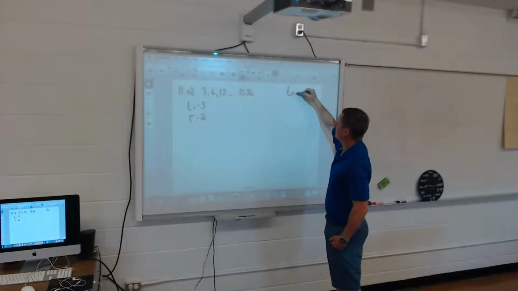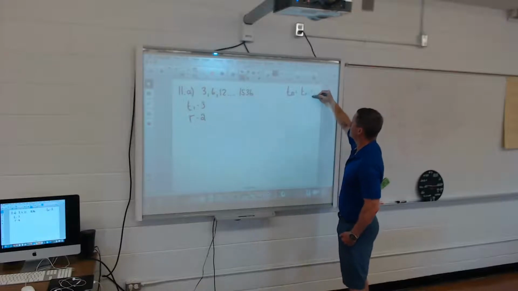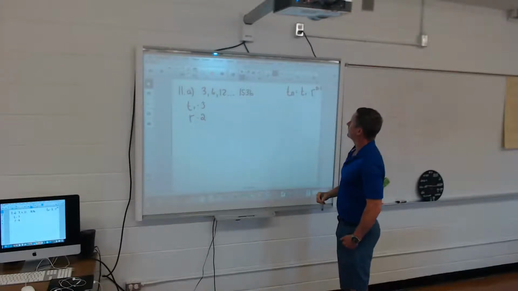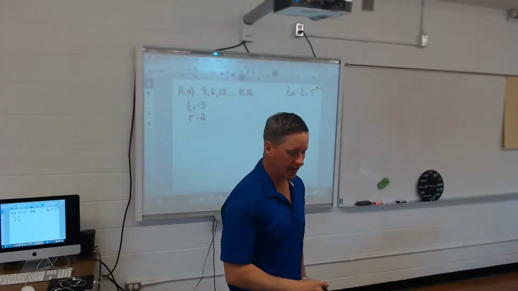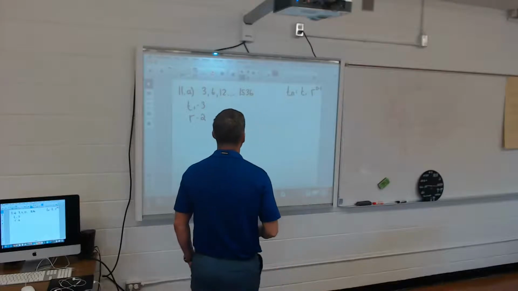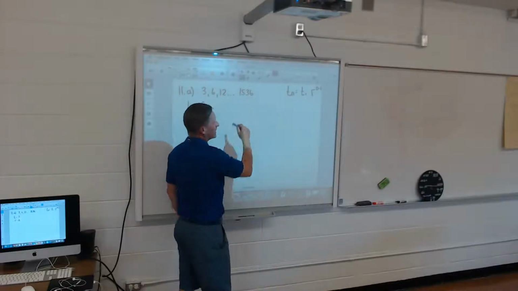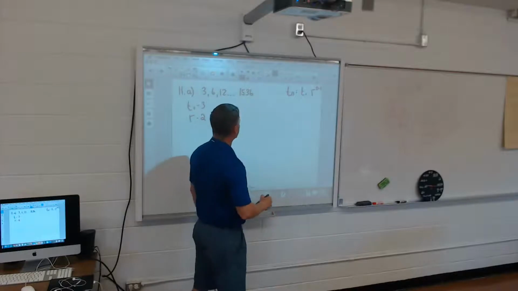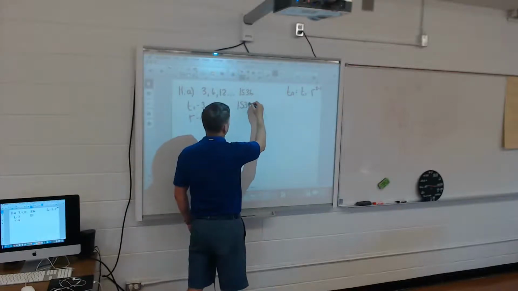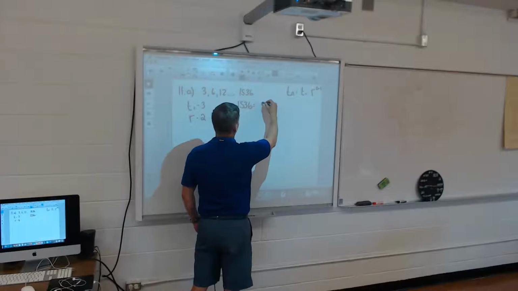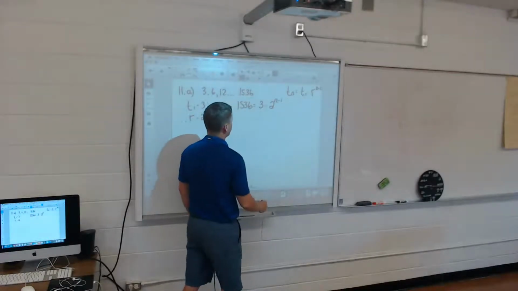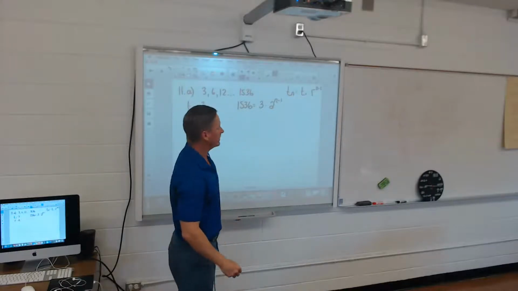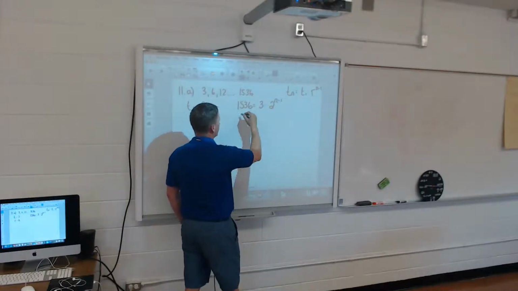So to calculate any term of this geometric sequence, I use that equation there: t to the 1 times r to the n minus 1. So if I were wanting to find out what term 1536 was, I go 1536 equals t to the 1, which is 3, times 2 to the n minus 1. So I take 1536 and I divide it by 3 to begin with.